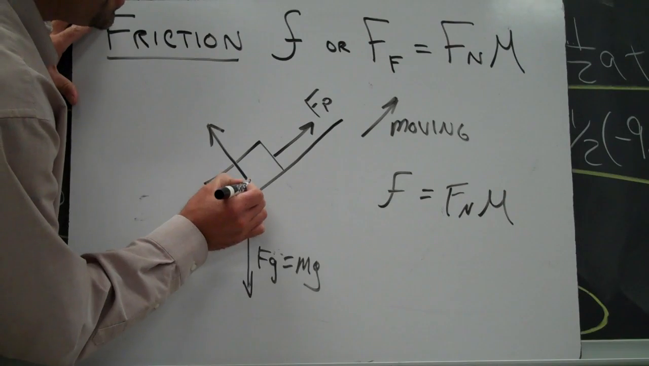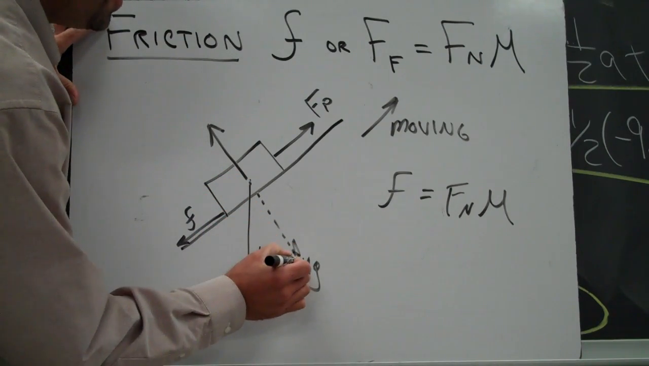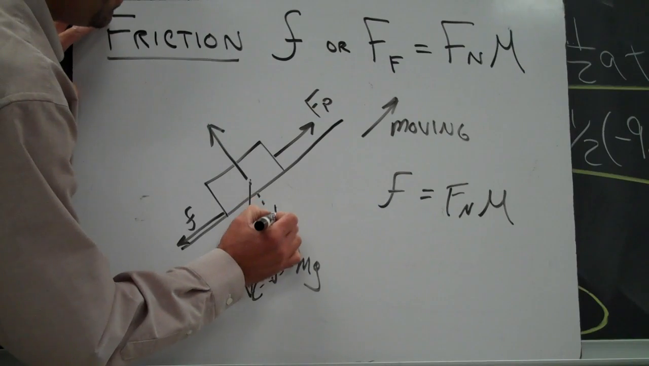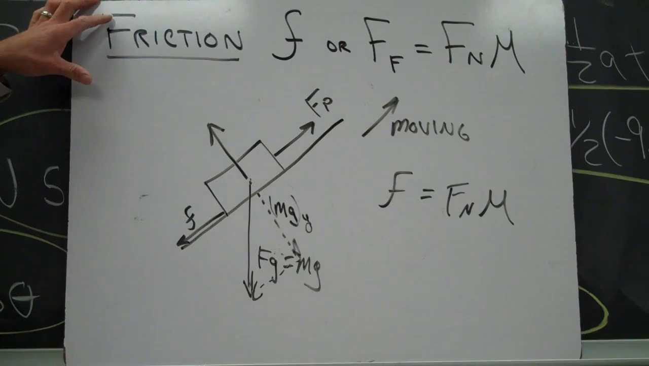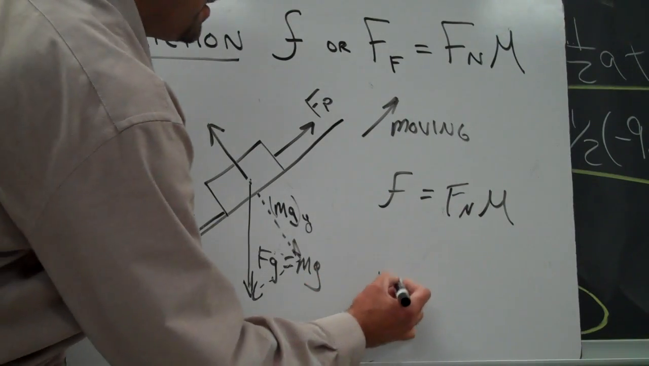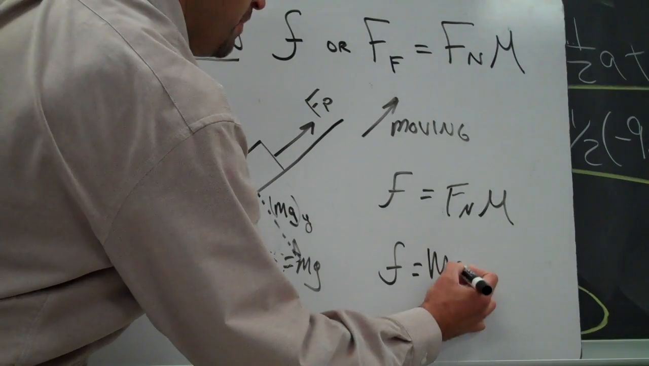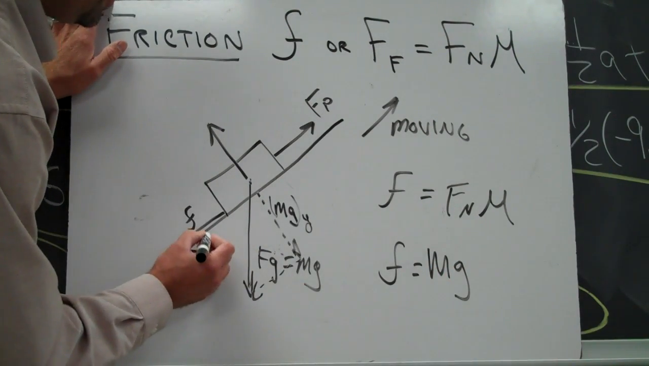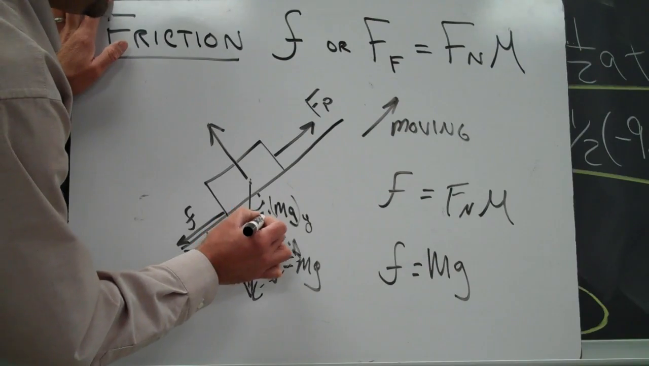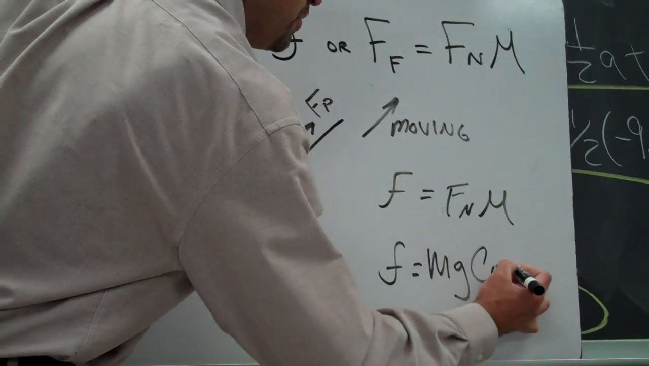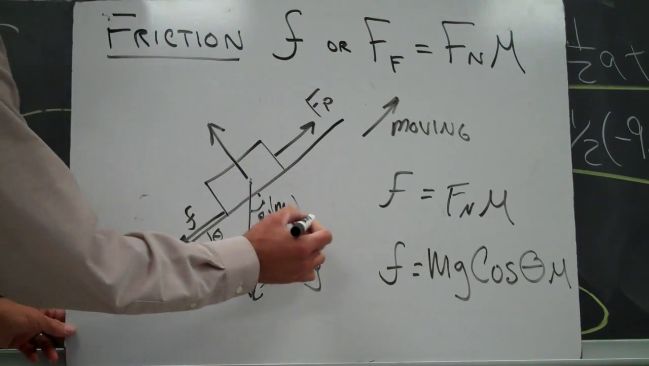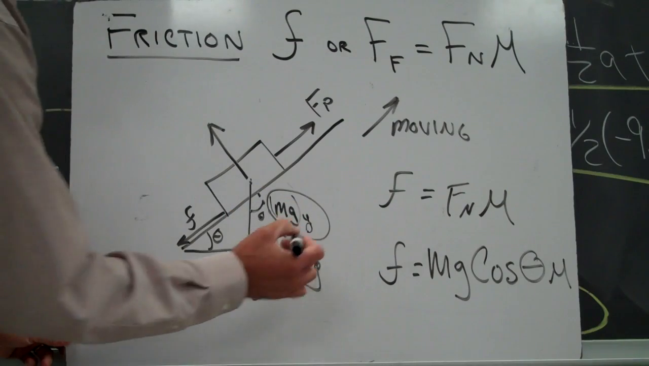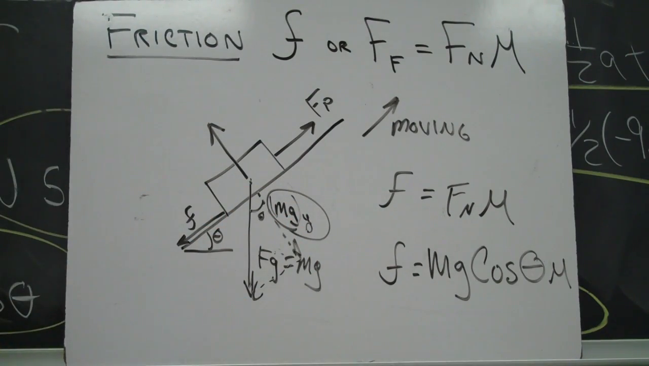And it should be equal in magnitude to the component of the gravitational force that we would call F_g or mg_y. Okay, so there's our gravitational component, so that we can say that the force of friction, if we know this angle theta, is equal to mg cosine theta times mu. Mg cosine theta being the equation for this component of the gravitational force mg. Okay? Now, this is, of course, if it's moving.